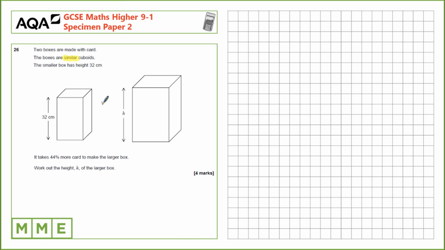Because they're similar, that means we have a scale factor between these two cuboids. We know that the scale factor of the area is 1.44. This is a 44% increase. That would be 1.44 as a decimal. Now, if we know that this is the scale factor of the area, to work out the scale factor of the height, we simply need to take the square root. The square root of 1.44 is 1.2. So that's the scale factor of area, and this is the scale factor of height.